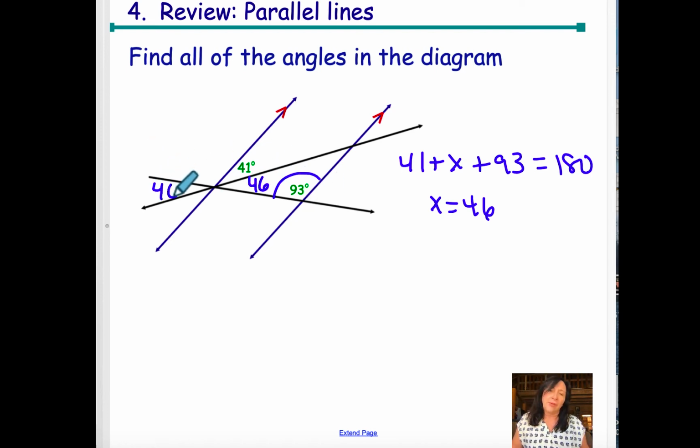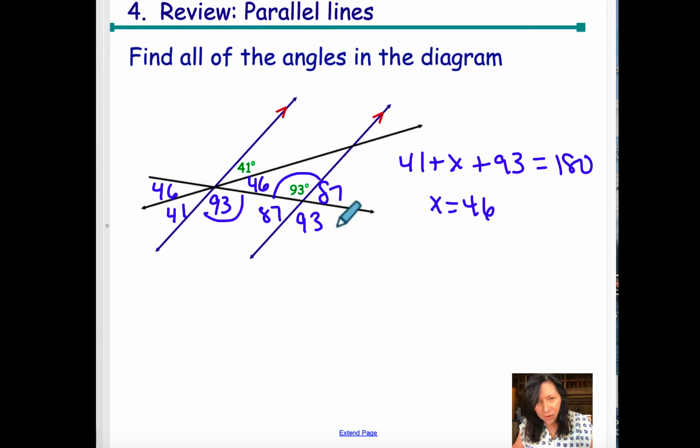These are vertical angles here. 41, this is 41 here. And we know this is 93. 180 minus 93 is 87. So that means that's 87. That's 87. Similarly, 180 minus 87 should also be, what did I get? 93. Yeah, very good. 93.